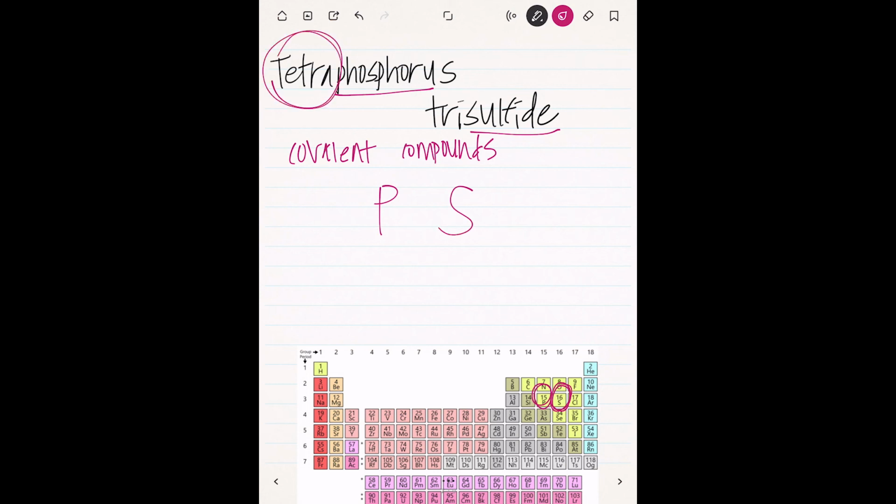Tetra is 4, tri is 3. So we have tetraphosphorus, P4, trisulfide, S3.